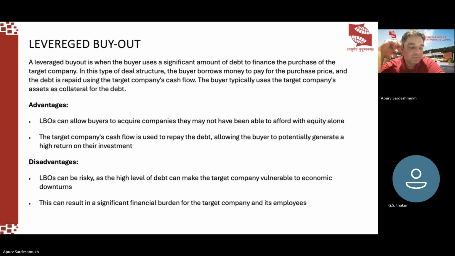Now, typically, a loan, how will you repay that loan? What you will do is show the lender the target company's revenue stream, the money that the target company is generating. And you will say that I guarantee you that I will repay this loan by using the target company's cash flow. So in this type of deal structure, the borrower borrows money to pay the purchase price for acquiring the company, and the debt is repaid using the target company's cash flow.